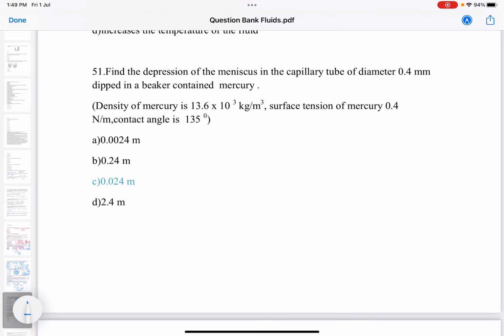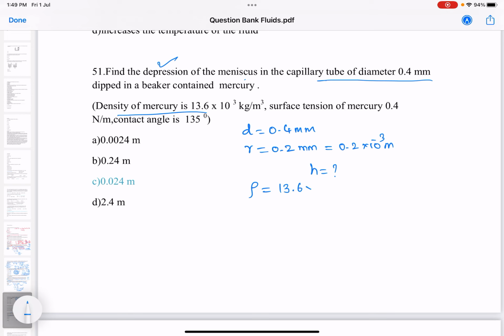Find the depression of the meniscus in the capillary tube of diameter D equal to 0.4 mm. So radius R is equal to 0.2 mm, that is 0.2 into 10 power minus 3 meters. We are asked to find the depression H. Density of mercury is 13.6 into 10 to the power of 3 kg per meter cube, surface tension S is equal to 0.4 Newton per meter, and contact angle theta is equal to 135 degrees.